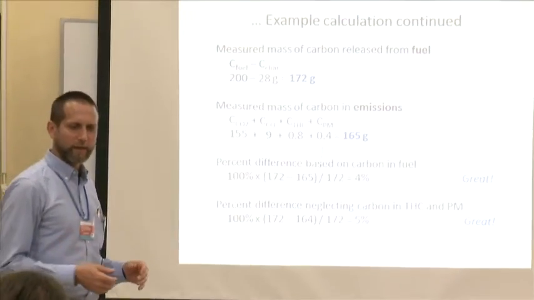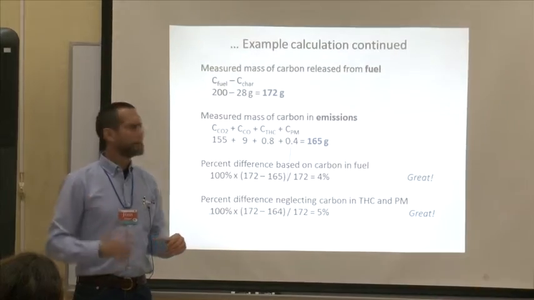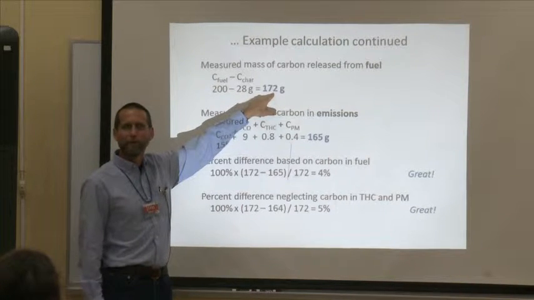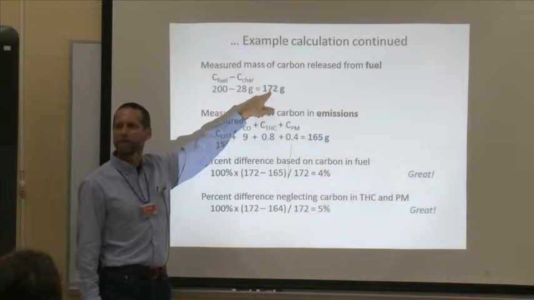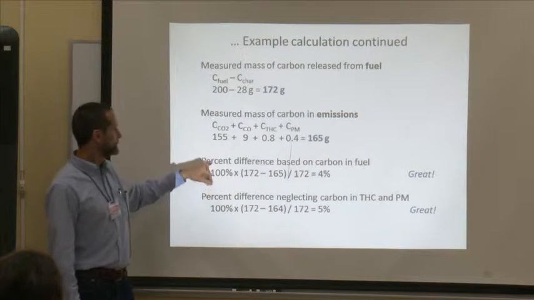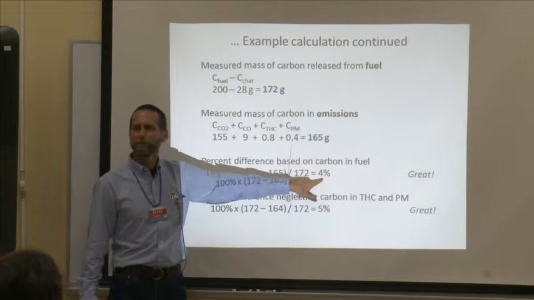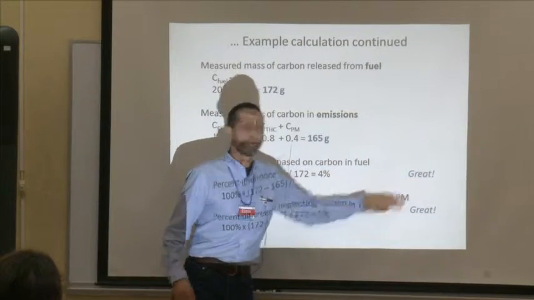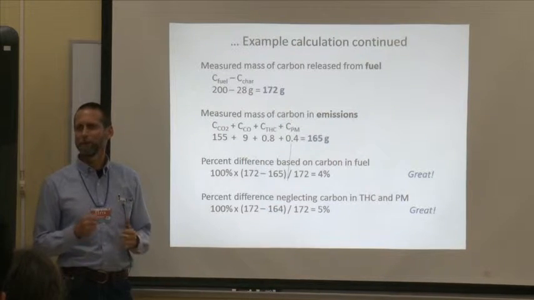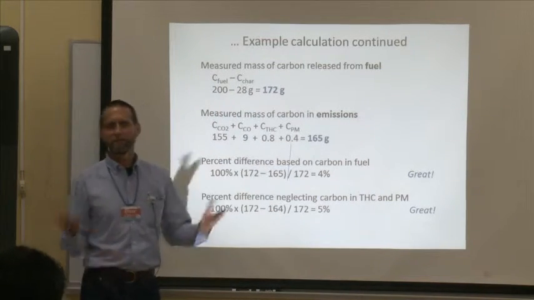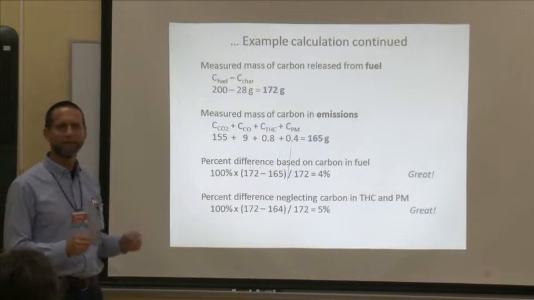Okay, so this is the same calculation, just for a hypothetical example. From the numbers from the last slide, we find that we started out with 172 grams of carbon in the fuel. Now, if our carbon balance was perfect, we'd find 172 grams in the emissions too, but if we add these up, we find that we had 165 grams in the emissions. If you do a percent difference calculation, it comes out to 4%. 4% difference, that is great. If you can get it that close, you have good confidence that your measurements are good. Now, if you neglect the carbon in the total hydrocarbons and the PM and do the calculations, it's 5%. It doesn't make much difference. It's still great.